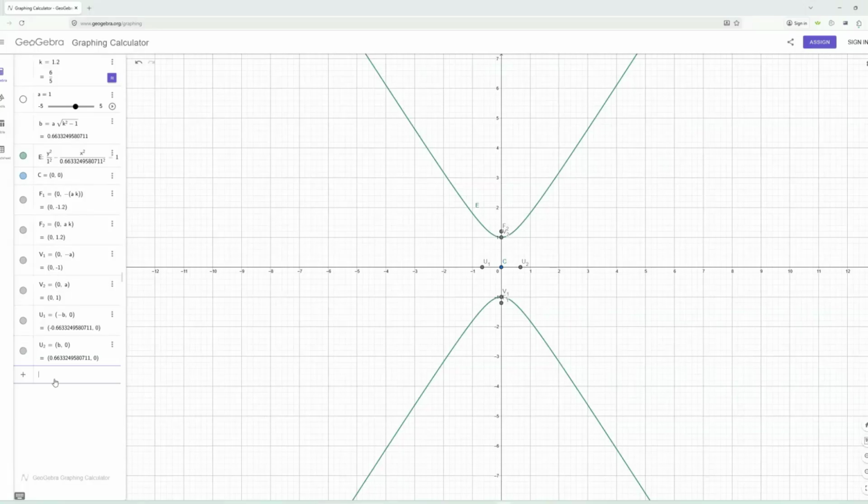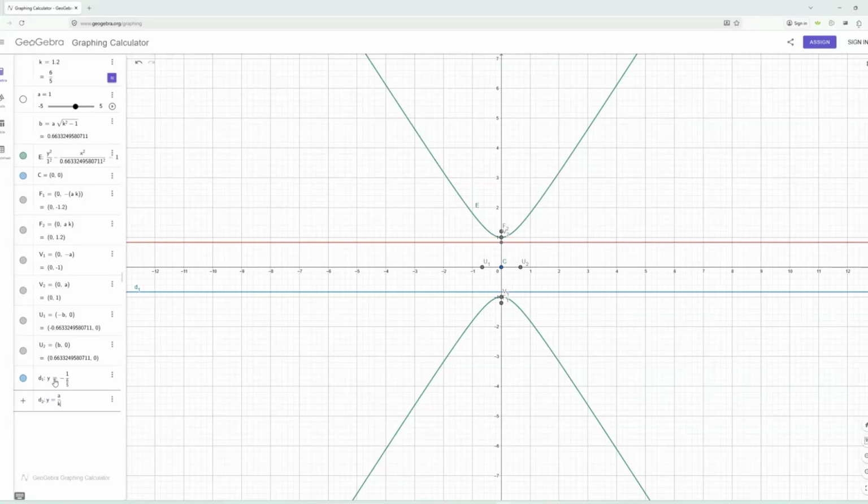And we have 2 directrices. One occurs at the line y is equal to negative a divided by the eccentricity, and the other occurs at the line y is equal to a divided by the eccentricity.